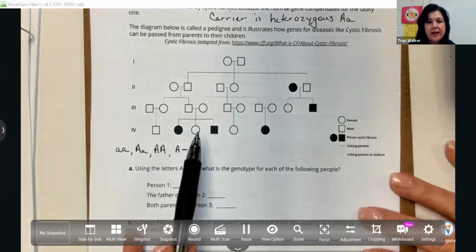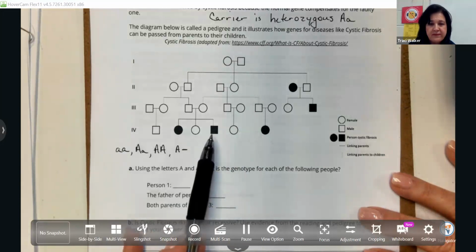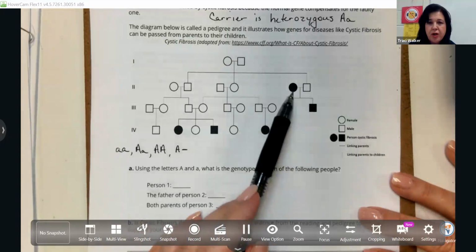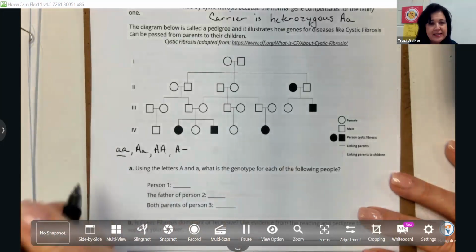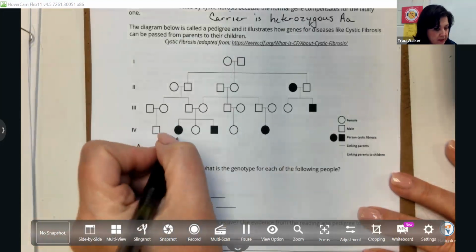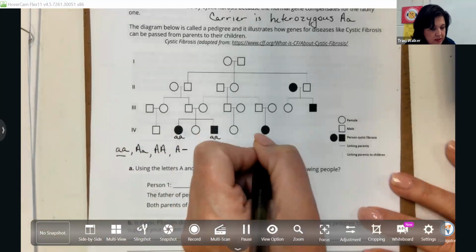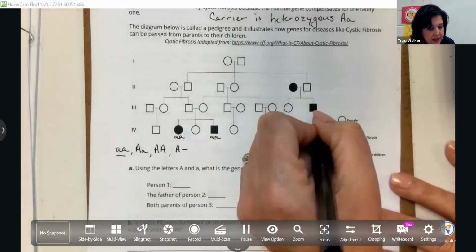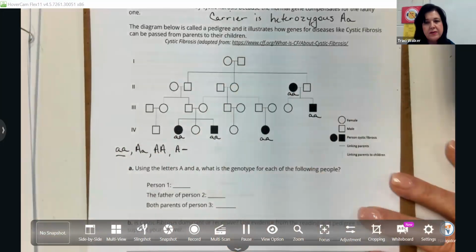We know that cystic fibrosis is autosomal recessive, so that means those that are affected with cystic fibrosis have to have 2 copies of the recessive gene. So the ones that are affected have to be little a, little a. So I'm going to go through here and label the ones that have little a, little a. And that is the ones that are affected by cystic fibrosis.